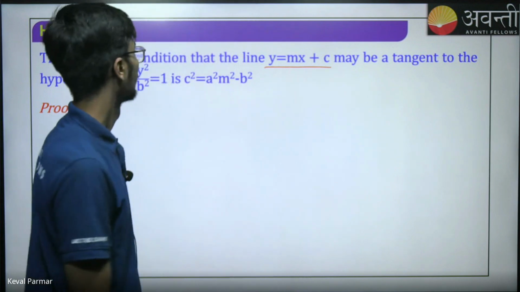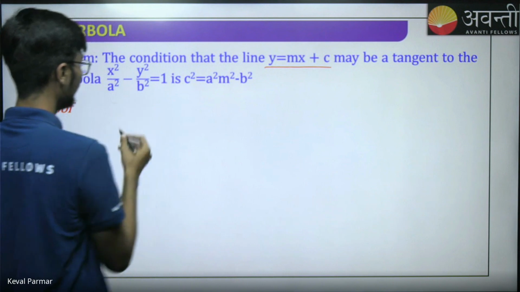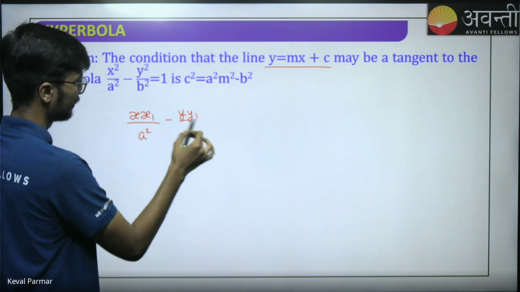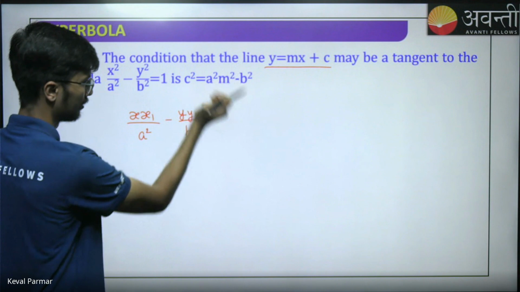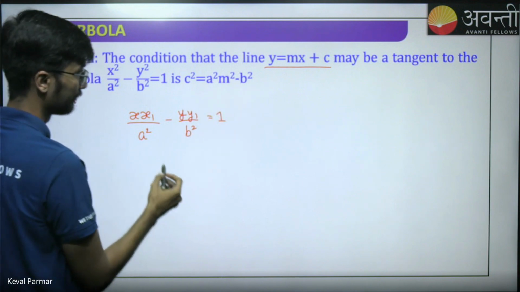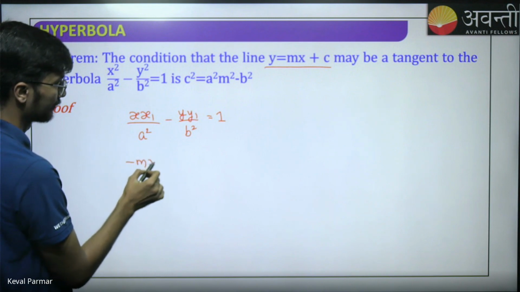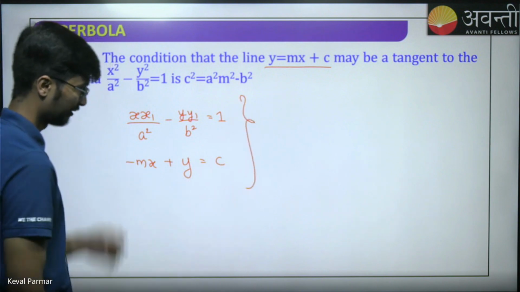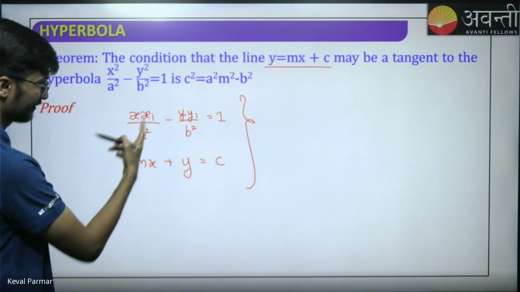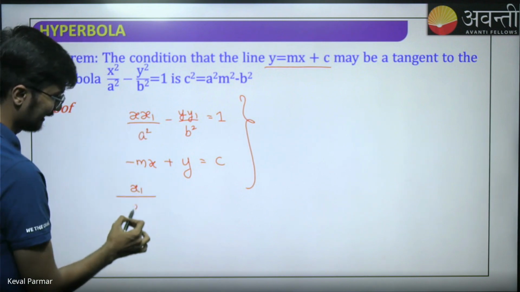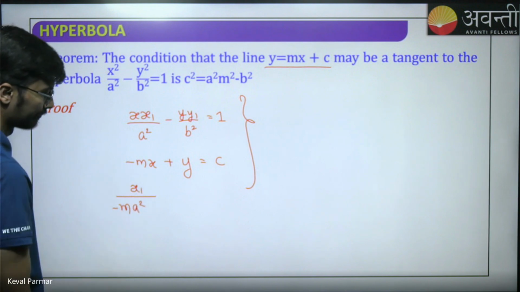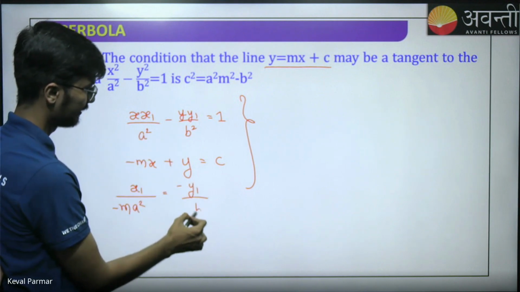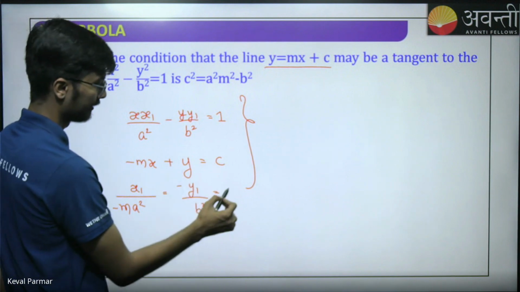They have given this. So we know that the equation of tangent at point x1, y1 is x1 upon a square minus y1 upon b square is equal to 1. And the given equation is minus mx plus y is equal to c. So these both represent the same curve, so we can compare the coefficients. What is the coefficient of x here? x1 upon a square. What is the coefficient of x here? Minus m, which equals the coefficient of y here, minus y1 upon b square. Coefficient of y here is 1, which equals 1 upon c.